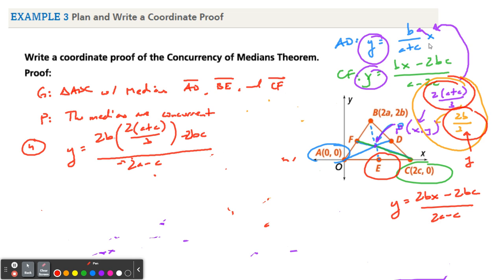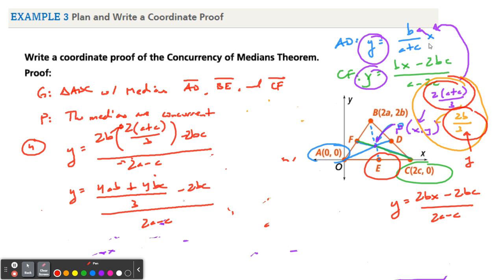Okay? So this 2b goes up here. So this is really like distributing a 4. We're distributing a 4b into that parenthesis. Okay? So this is going to be y equals 4ab plus 4bc, that's a 4, not a y, all over 3, minus 2bc all over 2a minus c.